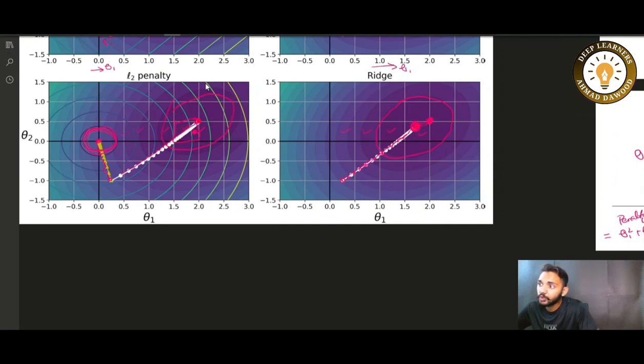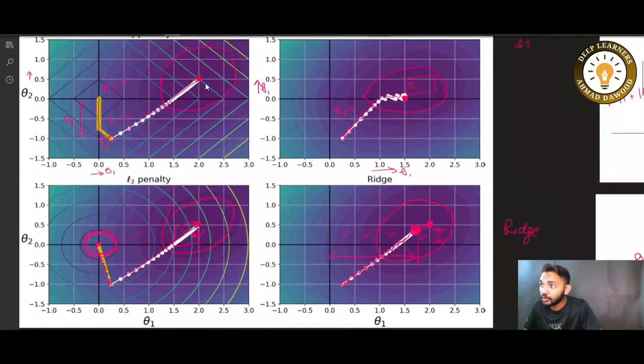Now at this point you have theta 1 and theta 2 values, and in this case theta 2 is lesser. If you see here, theta 2 is this one and theta 1 is from this to this. Here you can see your theta 2 is lesser but not equal to 0 in the case of ridge. Ridge regularization makes your coefficients approach 0 but cannot make them exactly equal to 0.